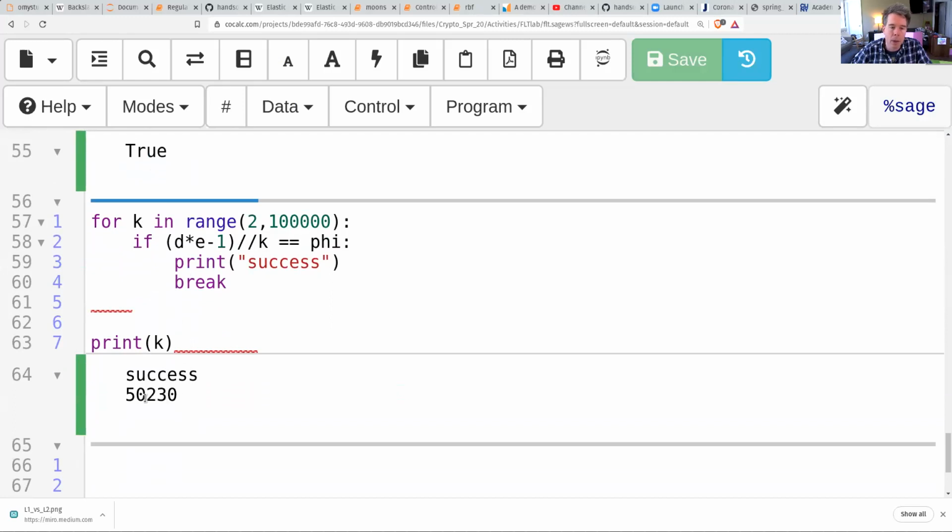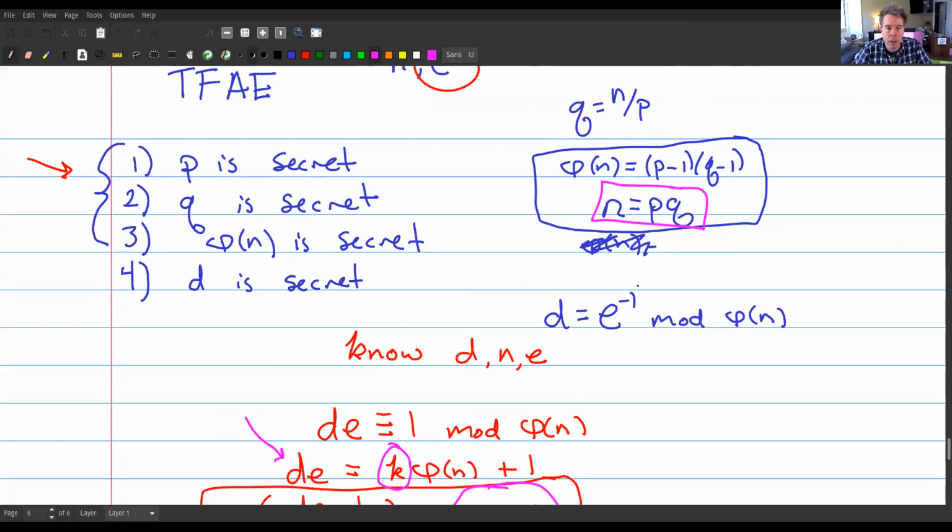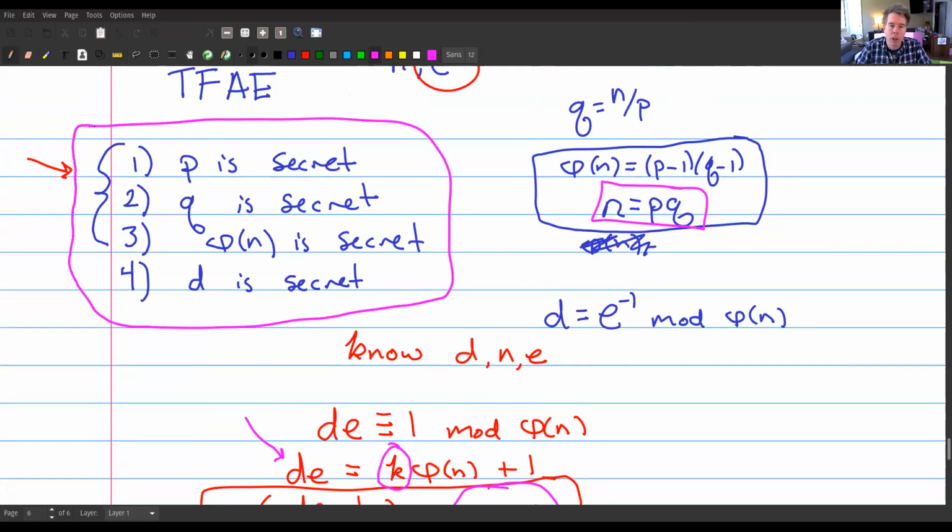For this last run, you can see it found K after about 50,000 tries. So finding K is not hard. And once you know K, you can just plug it into this equation here, and then you also know phi. And once you know phi, you know all of these other things. You don't need to remember that argument, though it's good to know, but you should know that all 4 of these things are equivalently secret. If you know any one of them, then you can easily figure out the other 3.